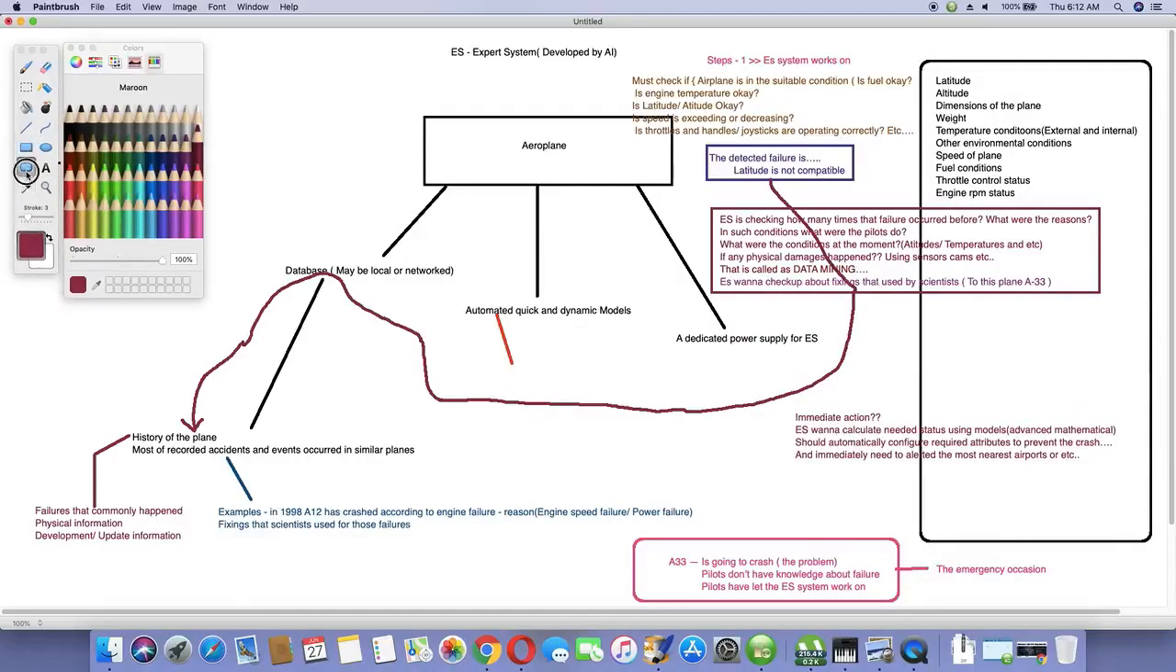And the immediate action is, the ES wants to calculate status using this model, because it should automatically configure the required attributes to prevent the crash, and immediately need to alert the nearest airport or some kind of relevant spot. And now we can choose that. We get to the example.